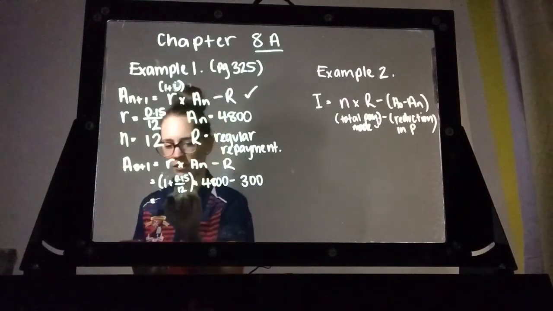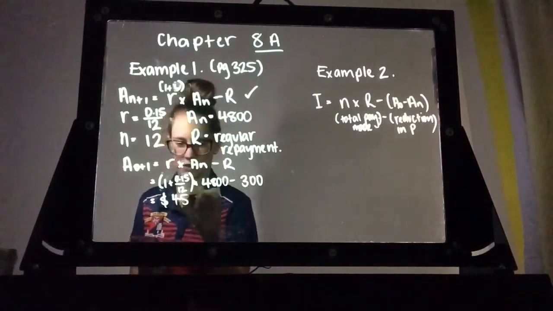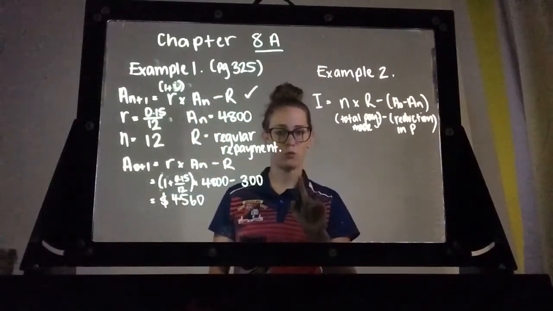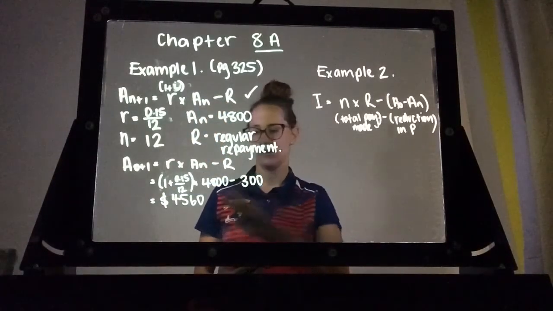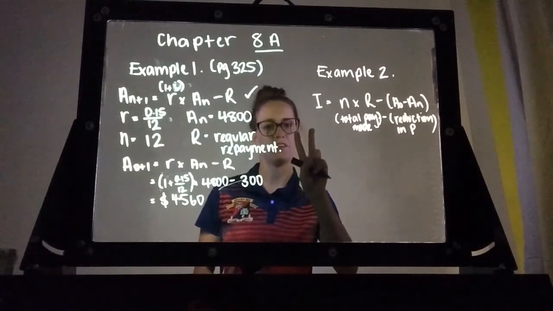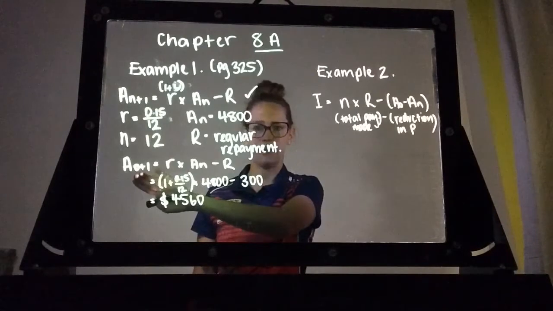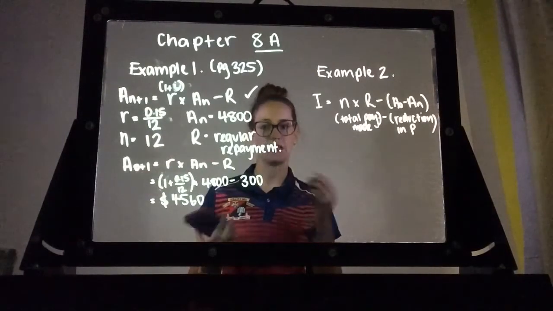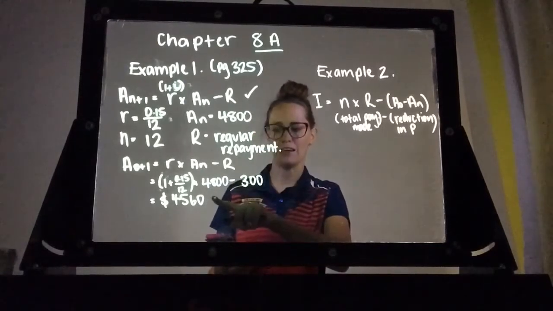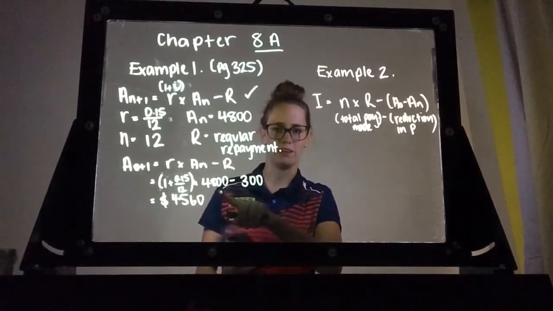So my first value is 4,560. So this is how much she owes after one period. Okay? So we're going to do this one more time because the question is asking us for 2 periods. So I'm going to keep this formula here, but I'm also going to account for the things that change. So previously, for this calculation, our initial amount was 4,800.